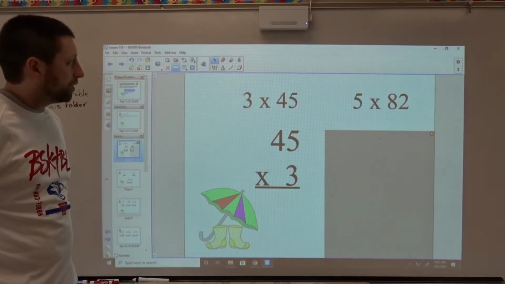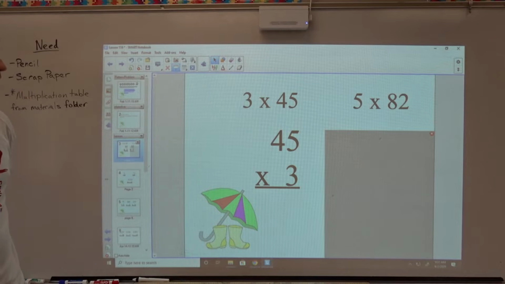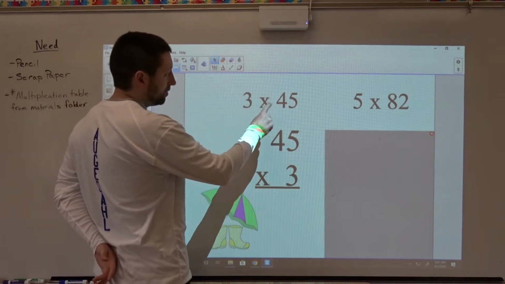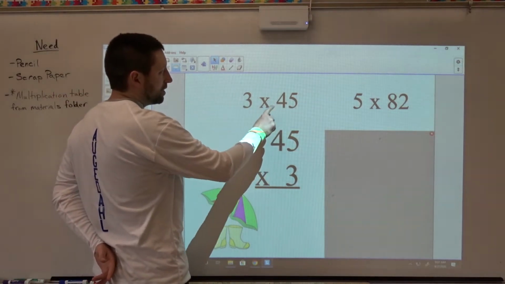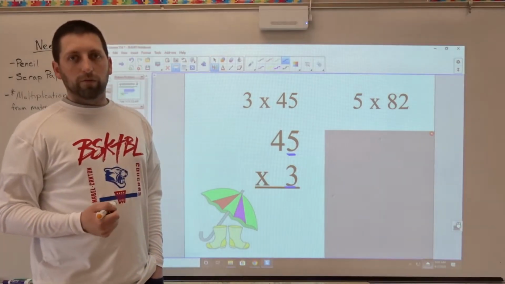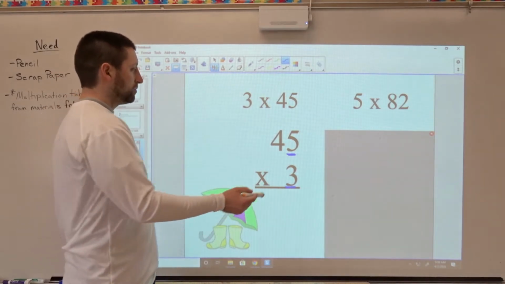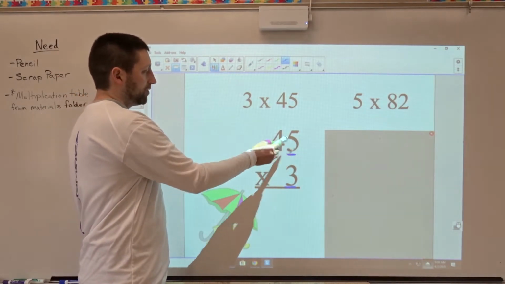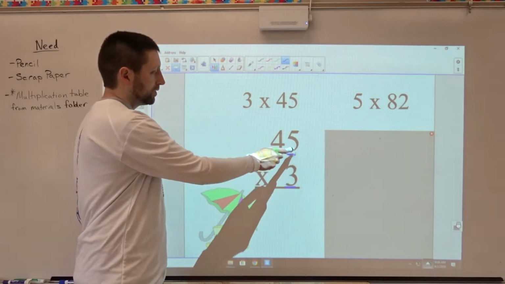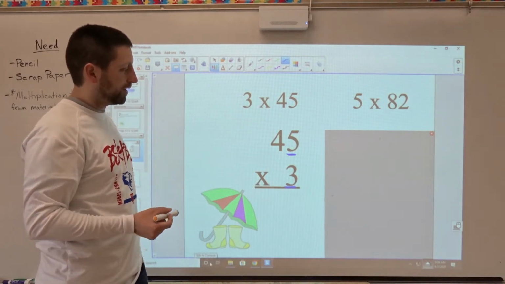Alright, so we are going to be using the multiplication algorithm here, and in that algorithm we need to multiply this 3 times each digit. My first step I need to complete here is multiply 3 times 5. I need to multiply the 3 times the ones place. 3 times 5 is 15.